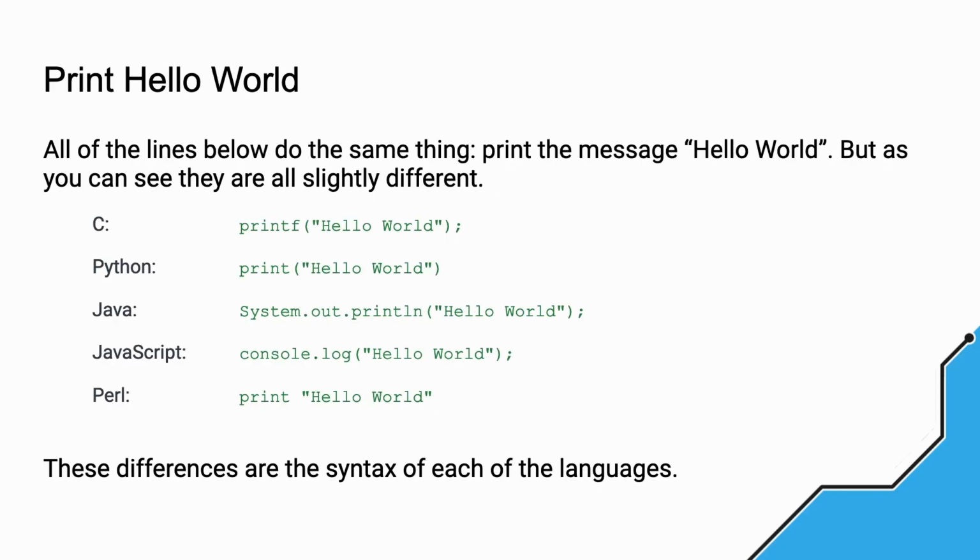One of the first things that you do when you learn computing is learn how to print the message "Hello World." And what we can see here are 5 different computer programming languages that let you print "Hello World" in 5 different ways. So the first one is C, the next one is Python, and so on. These all do exactly the same thing, but the differences are the syntax of the particular language.